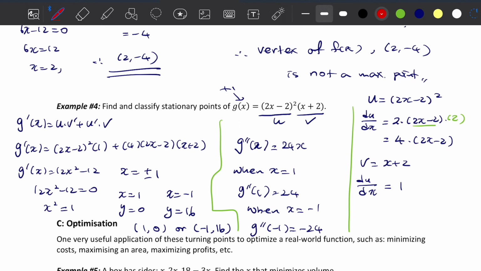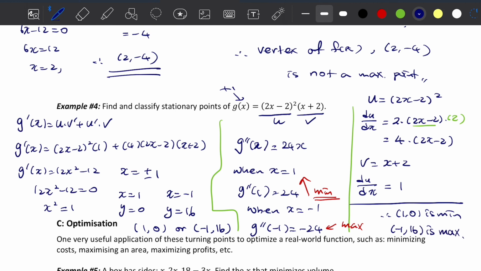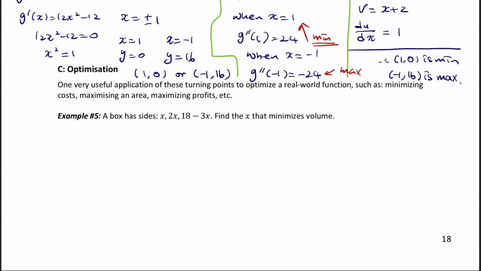So since the second derivative is 24 when x equals 1, we have a minimum point. And in the second case, where the second derivative is negative 24, when x equals negative 1, we have a maximum point. So we can say (1, 0) is the minimum point and (-1, 16) is the maximum point. Okay, so now we have seen the ways of calculating the minimum and maximum points.